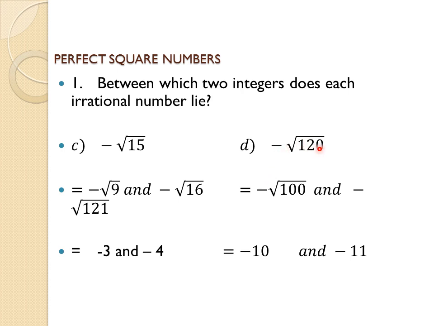So if I say 120, the perfect square less than 120 is 100, and the perfect square bigger than 120 is 121. Both of them with a negative in front. Square root of 100 is negative 10, and square root of 121 is negative 11. So that answer would be between negative 10 and negative 11.